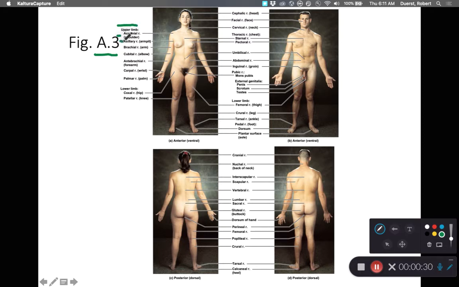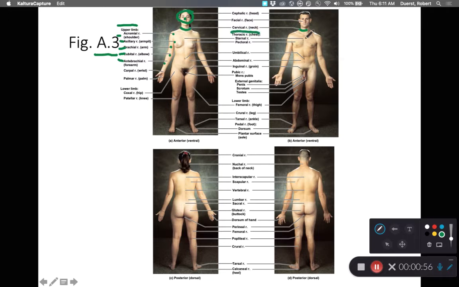For instance, within the upper limb, we have acromial, axillary, brachial, cubital, and antebrachial, and that refers to the shoulder, armpit, upper arm, elbow, and forearm, respectively. When we look at cephalic, that refers to the head as a whole. Facial refers to the face. Cervical refers to the neck.